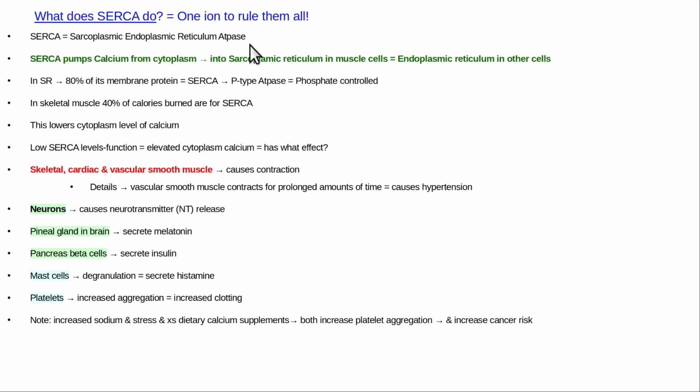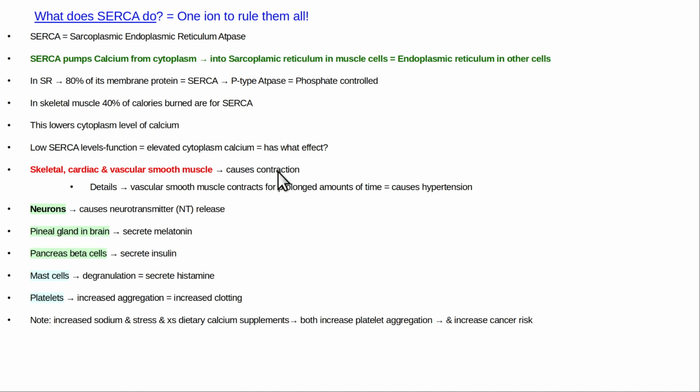So what does SERCA do? One ion to rule them all. Calcium turns things on and off. About 80% of the membrane protein in the sarcoplasmic reticulum of muscle cells is this SERCA. Okay, so it's important. In a skeletal muscle, about 40% of the calories that muscle will burn are for SERCA. When SERCA function is decreased, all kinds of bad things happen in cells.